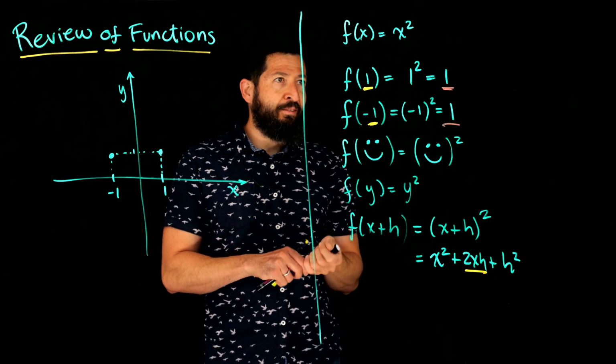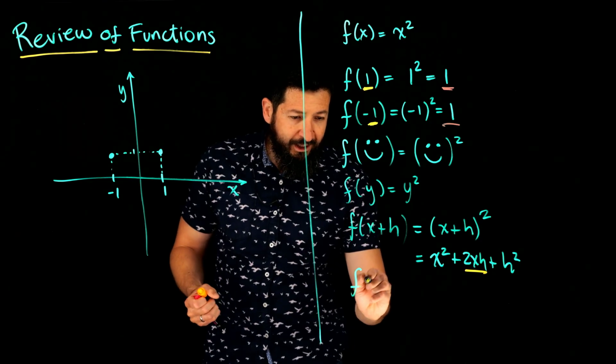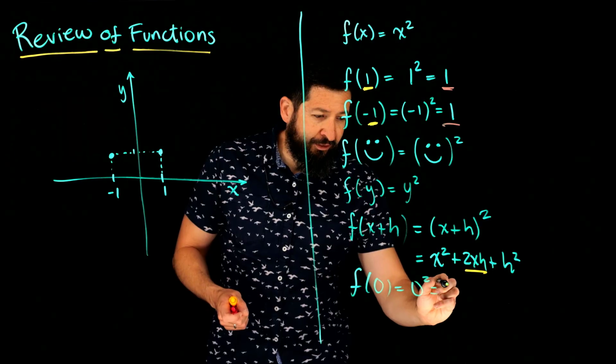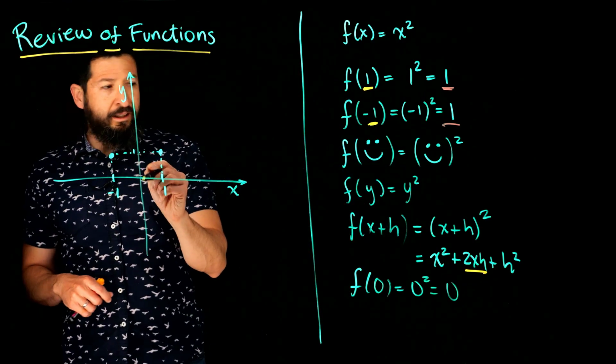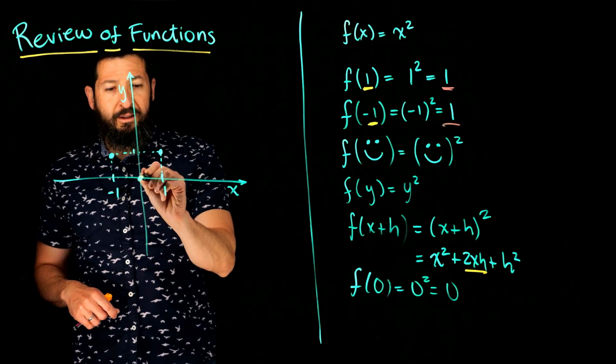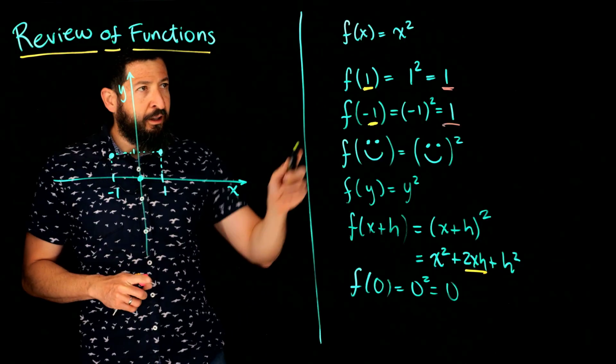Easy enough to do f of 0. Oops, wrong marker. F of 0 is going to be 0 squared, which is still 0. So at x equals 0, I get y equals 0. That's the origin.